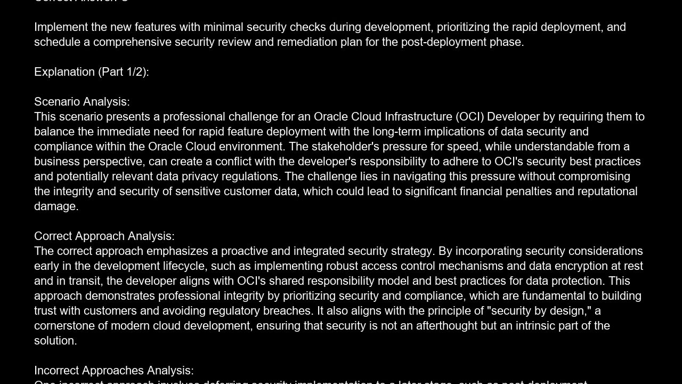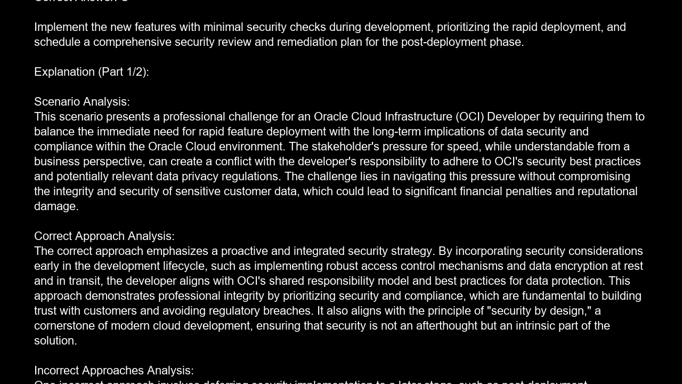Explanation. Scenario analysis. This scenario presents a professional challenge for an Oracle Cloud Infrastructure (OCI) developer by requiring them to balance the immediate need for rapid feature deployment with the long-term implications of data security and compliance within the Oracle Cloud environment. The stakeholders' pressure for speed, while understandable from a business perspective, can create a conflict with the developer's responsibility to adhere to OCI's security best practices and potentially relevant data privacy regulations. The challenge lies in navigating this pressure without compromising the integrity and security of sensitive customer data, which could lead to significant financial penalties and reputational damage.